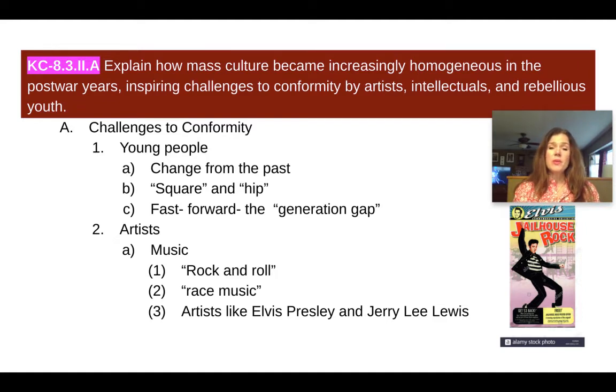It used to be they would go directly from childhood to adulthood. Now you have this prolonged adolescence, and older people were square. The young people were hip. They saw themselves as hip, and they began to express themselves through their clothing, through the music that they listened to, etc. Let's fast forward a little bit.